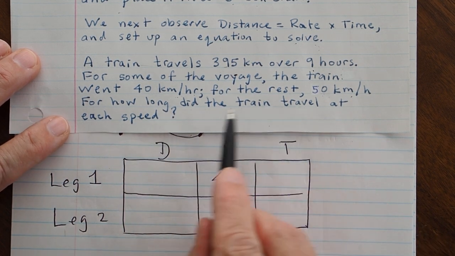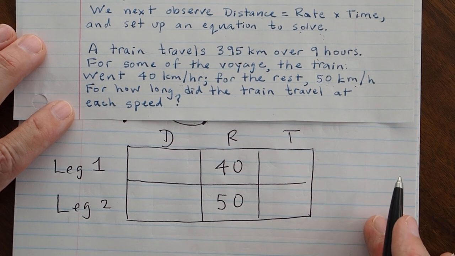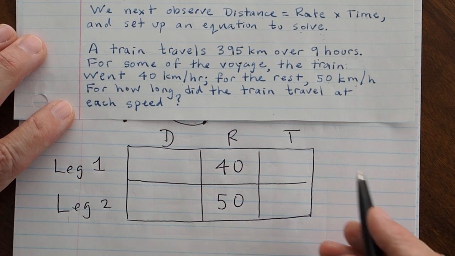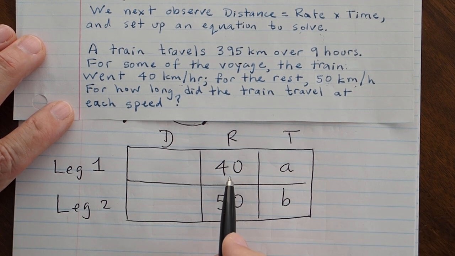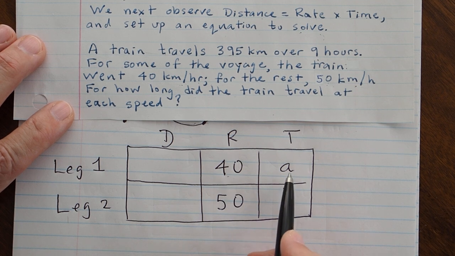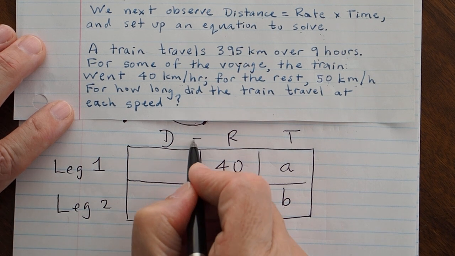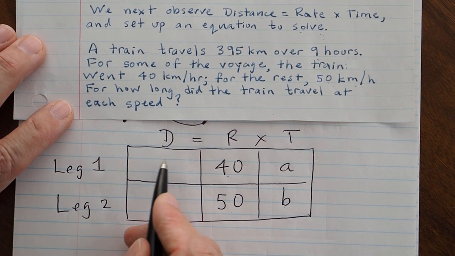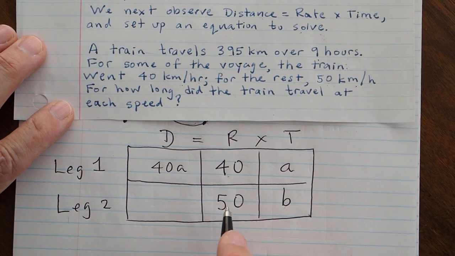For how long did the train travel at each speed? Well, that's difficult now, isn't it? Because I don't have enough to go on, I don't think. So I'll just put A in here and B in there. And by that I mean that the train traveled 40 kilometers per hour for A hours and 50 kilometers per hour for B hours. And that gives us enough to get started, because distance is rate times time. So this cell entry is 40 times A. And this cell entry is 50 times B.